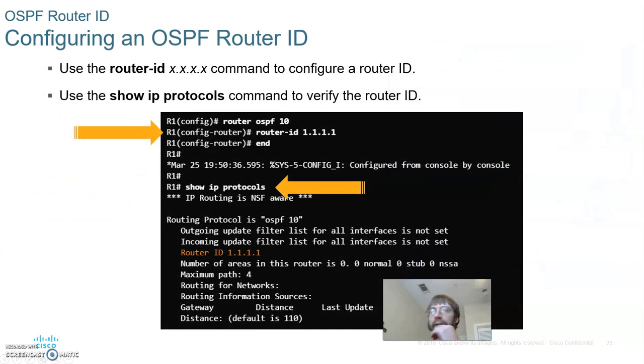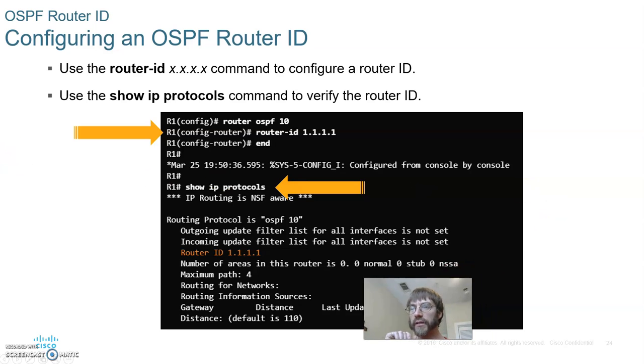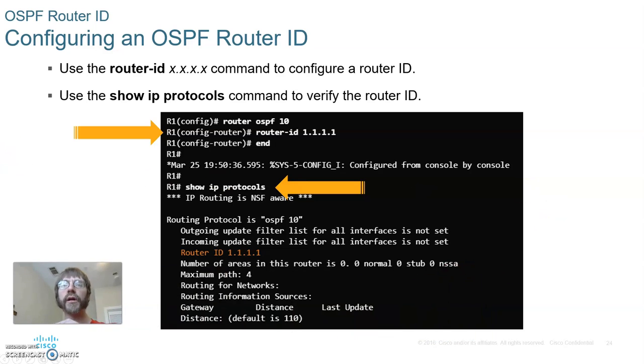Okay, so the best bet, of course, is to use router-ID and then x.x.x.x to do the configuration. You can also see this in show IP protocols. Now, if you want to change this, depending on how you change it, there are a couple different ways to make this thing kick off.